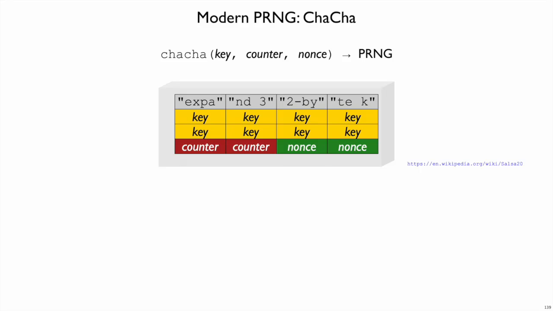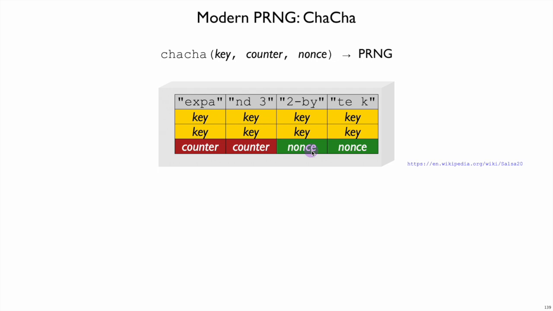ChaCha is an example of a more modern random number generator that is considered cryptographically secure. The state of ChaCha is 64 bits, so it's considerably more compact than RC4, and yet can give us better results. Those 64 bits are initialized with some constants in the first 32 bytes, a 64-byte key that is provided to initialize the state, plus a counter and a nonce.